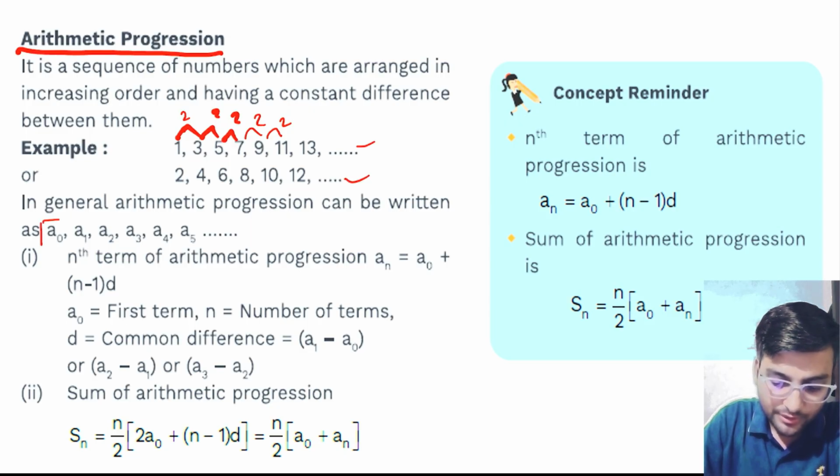So what does the general term of an AP series become? That is a0, a1, a2, a3, and so on. And there are some formulas for it.